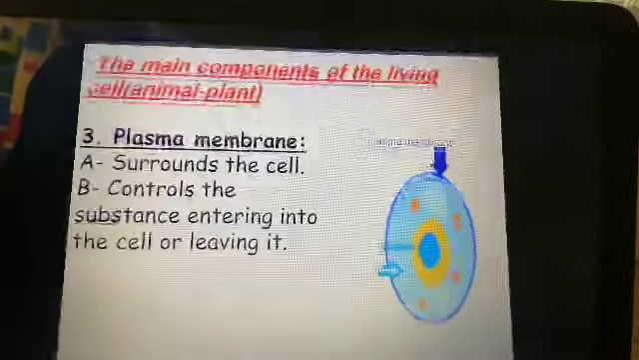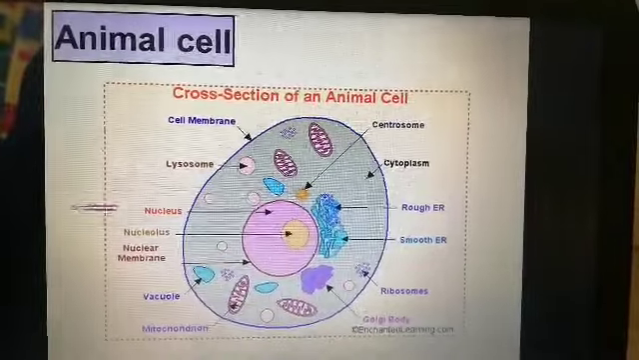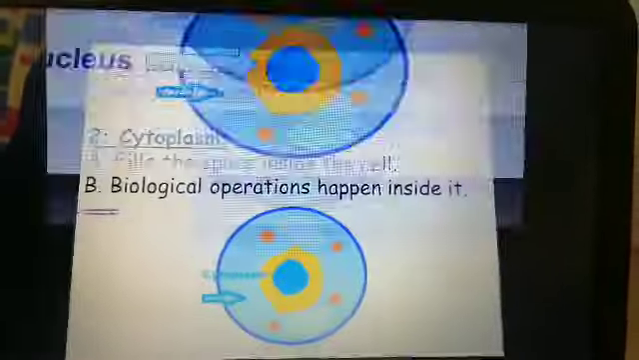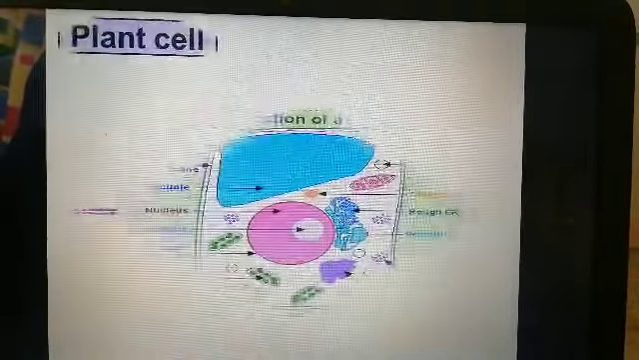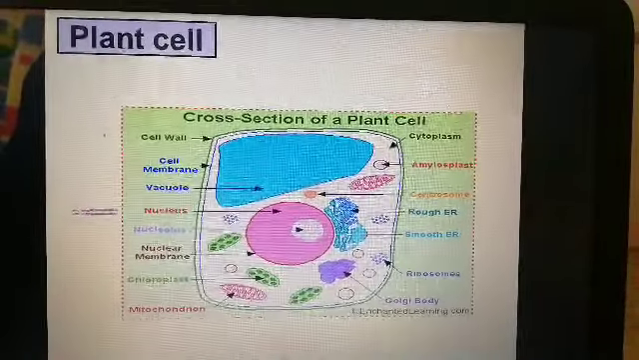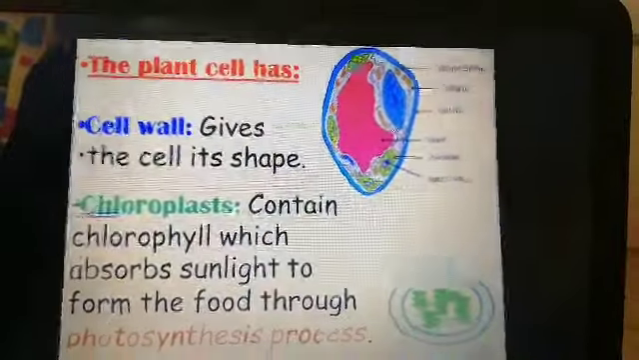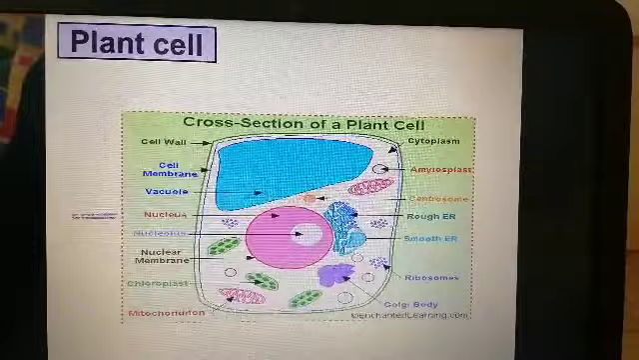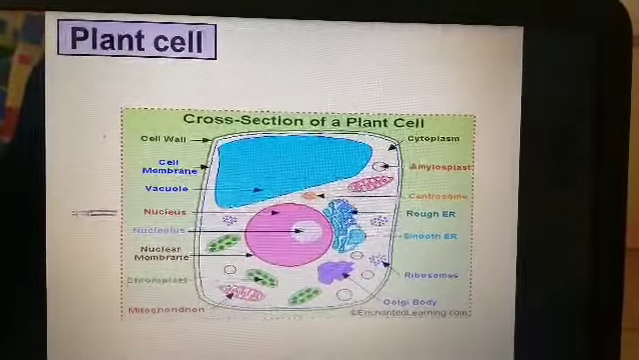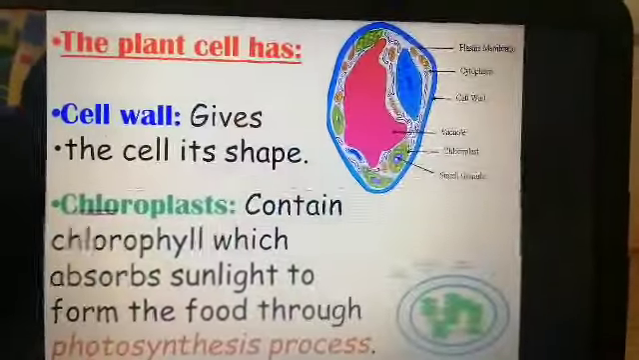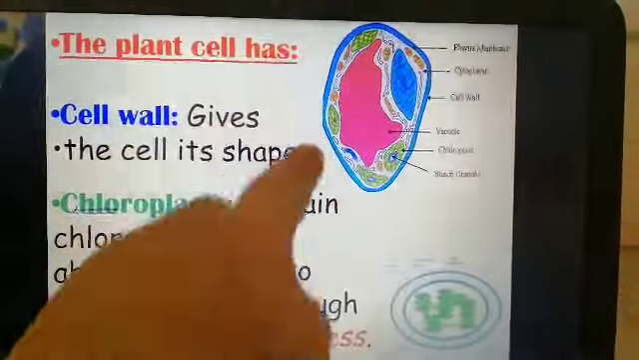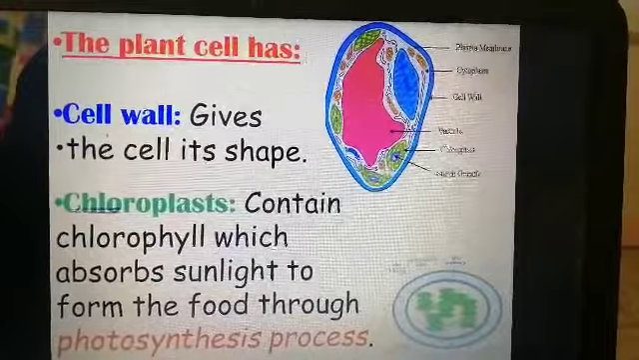So we can revise. What are the components of the animal cell? Cell membrane, cytoplasm, nucleus. Now we are going to study the structure of the plant cell. The plant cell consists of these components, which are cell membrane, cytoplasm, nucleus, but it is characterized by having a cell wall, which gives the plant cell its definite shape, and it surrounds the plant cell.